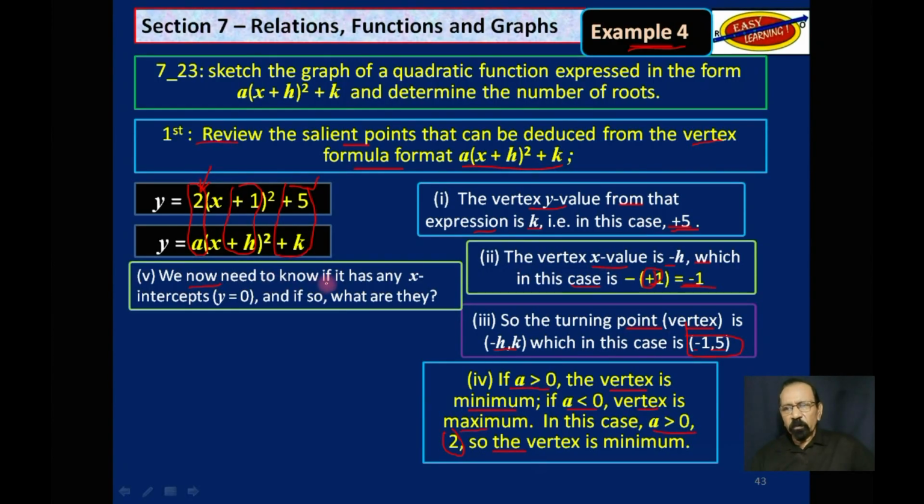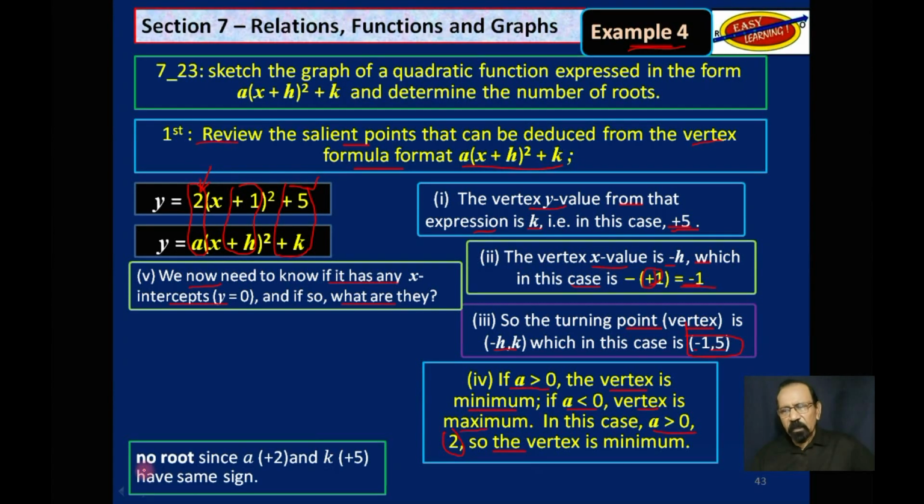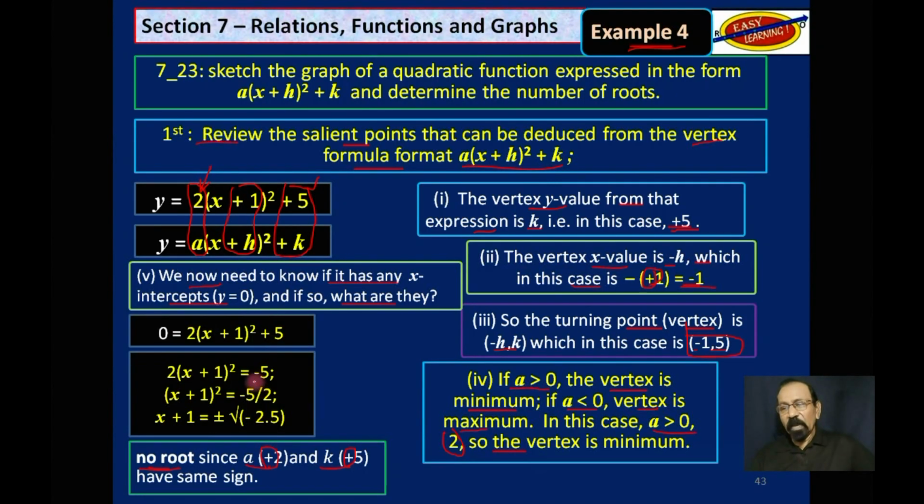We now need to know if it has any x-intercept, that is at y is equal to 0, and if so, what are they? Before you do that, you can also note that this function has no roots, since A is positive and K is also positive. When A and K have the same sign, the graph does not touch the x-axis. It doesn't cross the x-axis, it doesn't even touch it. So it has no root. So we can go ahead and solve that. But what is the square root of negative 2.5?